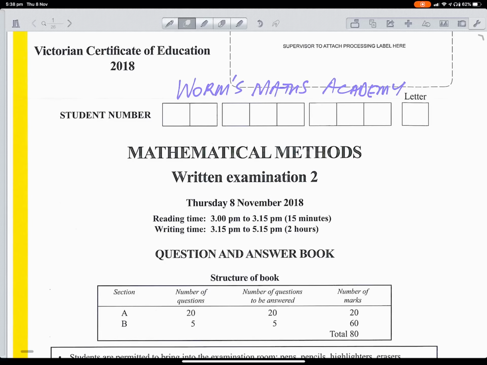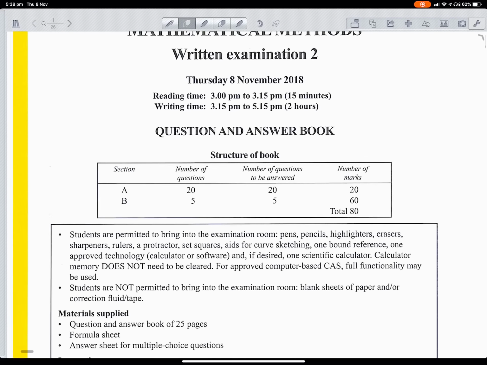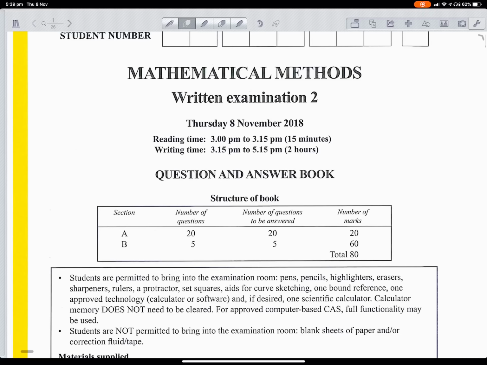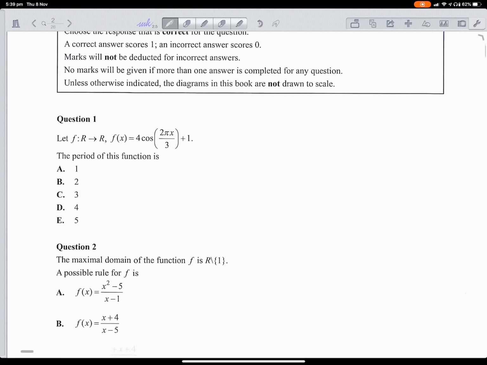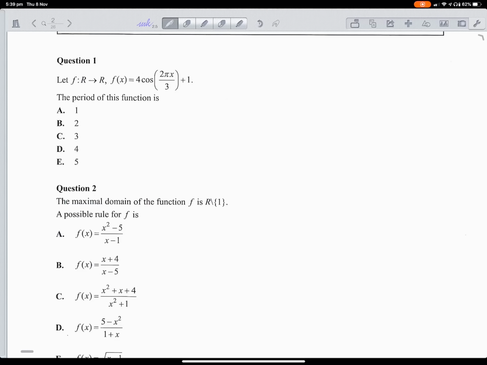Hopefully you've recovered from yesterday's exam and you're firing up for today's exam. Something strange, we've got 5 questions, so the fact that we've got 5 questions, I think this is probably going to be pretty long, which doesn't bode well for you guys.